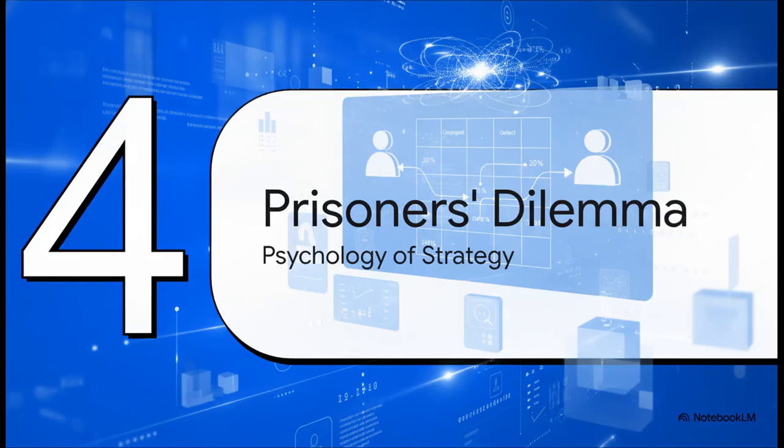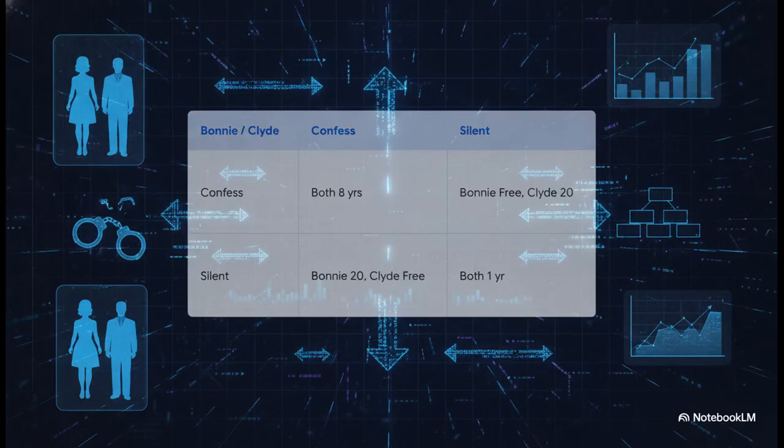Let's dive a bit deeper in Section 4, the prisoner's dilemma, the psychology of strategy. Picture this. Two criminals, Bonnie and Clyde, get caught and are thrown into separate interrogation rooms. Looking at this payoff matrix, they both face a simple binary choice: confess or remain silent. Now, if they cooperate with each other and both keep their mouths shut, they get a tiny 1-year sentence.